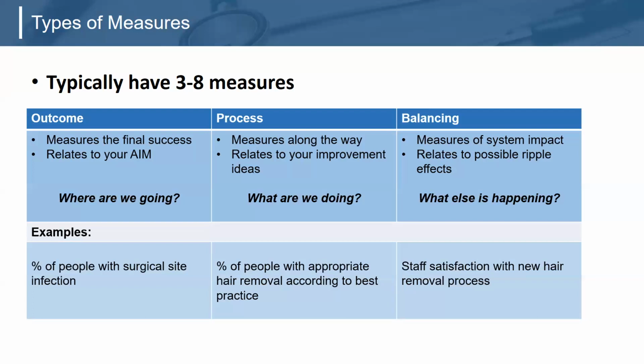Because at the end of the day, if the staff aren't happy, this probably is going to be a very hard project to sustain. So what you're going to want to do is have those balancing measures in there just to make sure that you're not getting a side effect of the changes that you're making, because that can affect sustainability of things. So it's important to try to have at least one outcome, one process, and one balancing measure, and possibly more, depending on your project and what you're trying to accomplish.